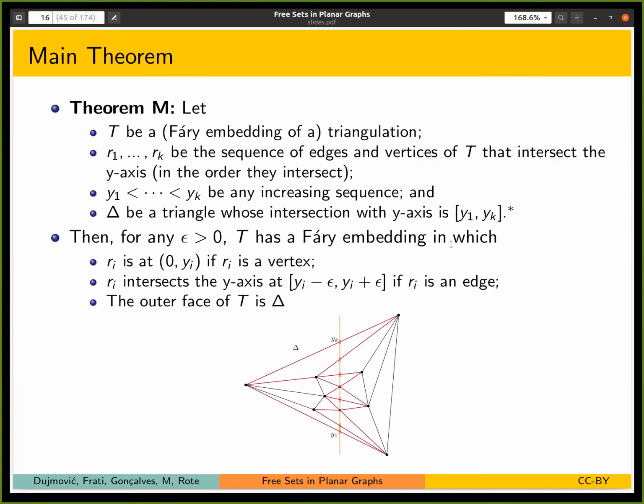So the real problem is we have a planar graph. We want to put some set of its vertices at specific locations on the y-axis. And what we know is that some set of its vertices can be drawn somewhere on the y-axis. We want to get to something that looks like this quadrangulation. So there's a long statement of this technical theorem here. But basically, the theorem says we can do this, and not only can we do it, but we can also control to within epsilon exactly where the edges cross the y-axis.